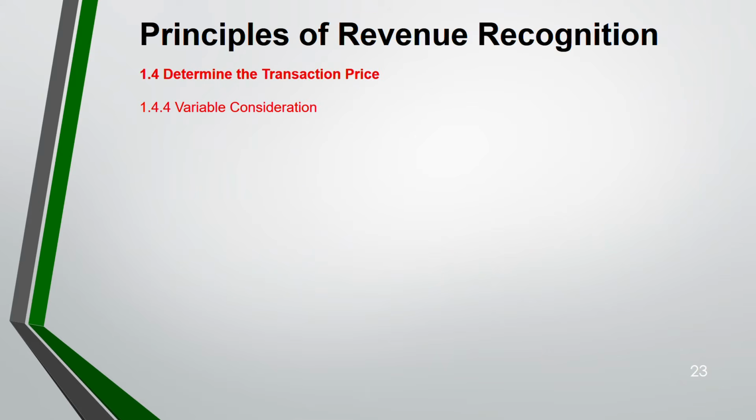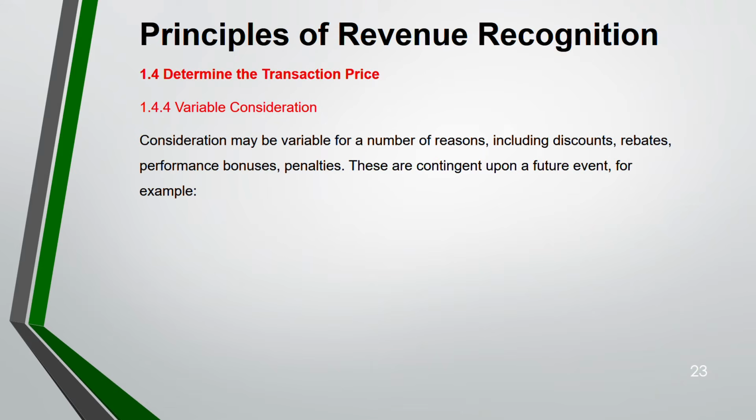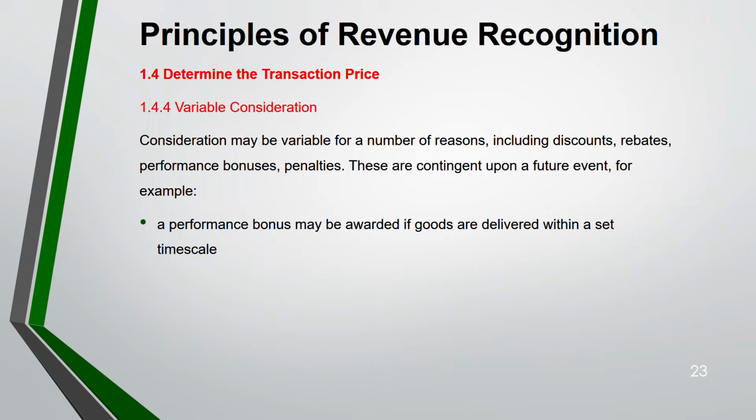Next is variable consideration. Consideration may be variable for a number of reasons. Maybe you might be having some discounts, some rebates, some performance bonuses and penalties. But these are contingent upon a future event. For example, a performance bonus will be awarded if you are meeting a certain target within a set time scale. Next, a penalty may be charged if a contract to deliver service overruns. That means you are taking more time than you are supposed to deliver the contract. Then there will be a penalty that will be charged.